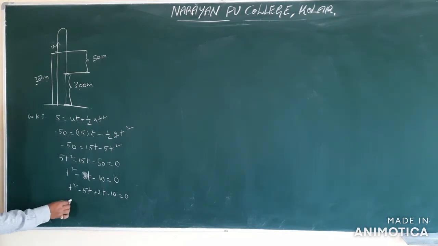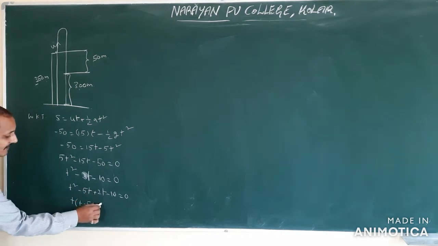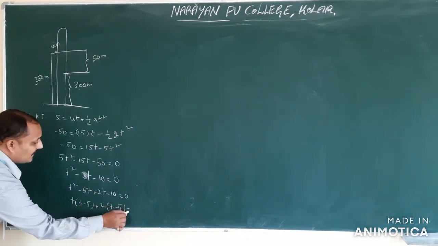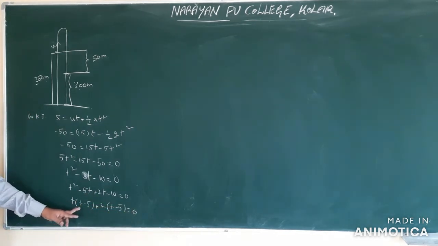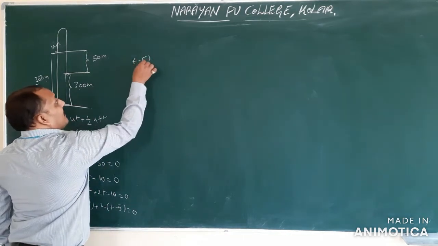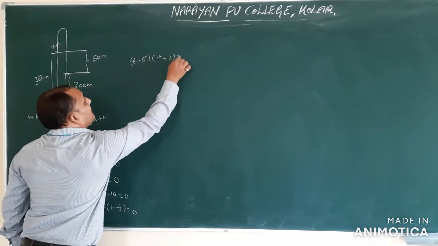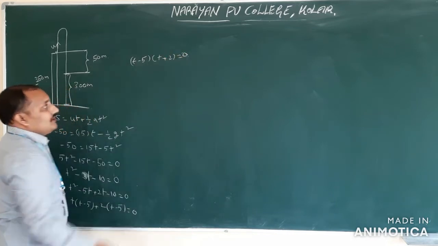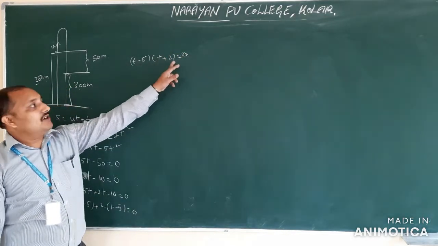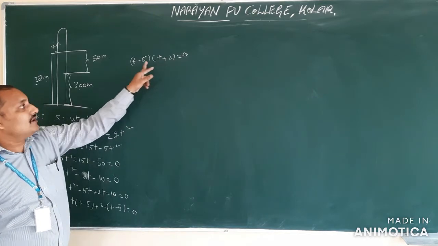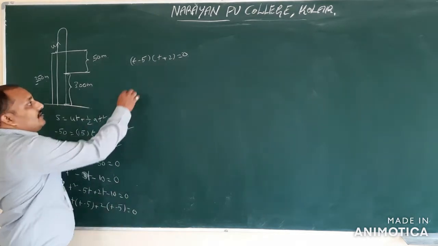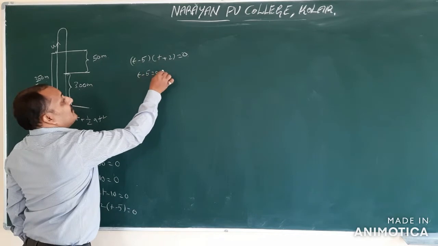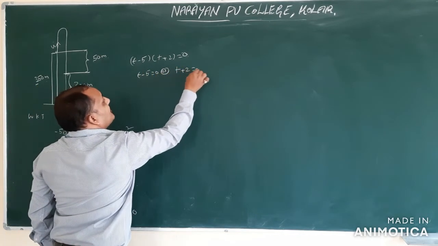So in this what is common? T. T minus 5. Plus in this what is common? 2. T minus 5 is going to become 0. In this t minus 5 common. Therefore, t minus 5 into t plus 2 is going to become 0. So this product is going to become 0 means either this value is going to become 0 or this value is going to become 0. Therefore, t minus 5 is equal to 0 or t plus 2 is equal to 0.